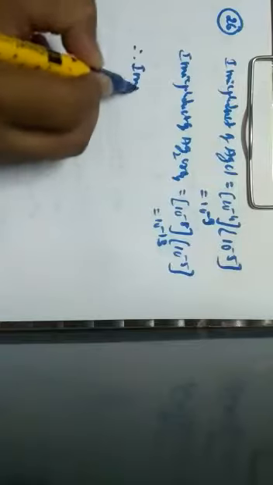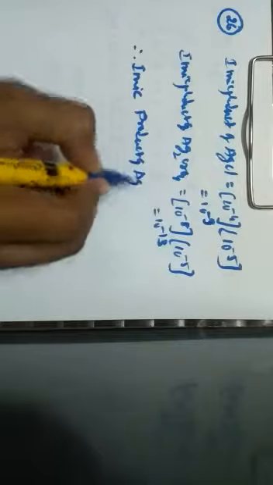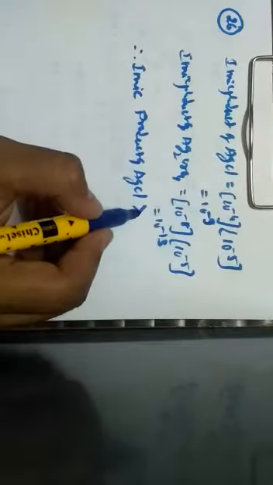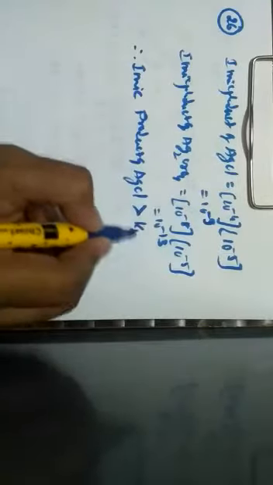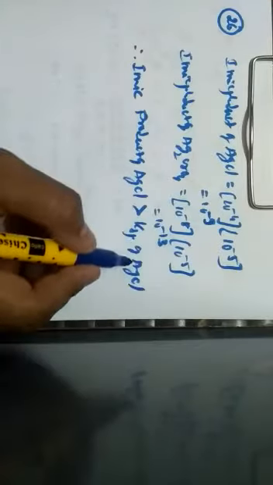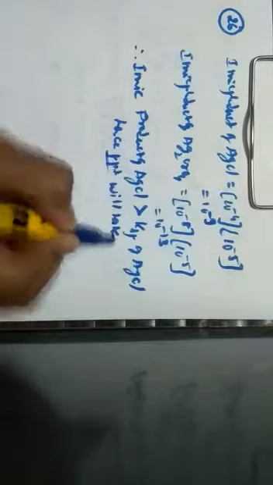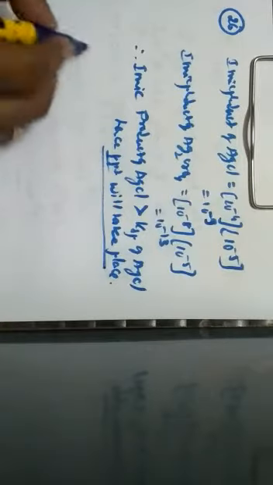Therefore by this I can clearly understand that the ionic product of AgCl is greater as compared to KSP of AgCl, because KSP of AgCl is 1 into 10 to the power of minus 10, whereas the ionic product of AgCl is 10 to the power of minus 9. Hence precipitation will take place, because we know the condition: if the ionic product is greater than the solubility product, precipitation will take place.